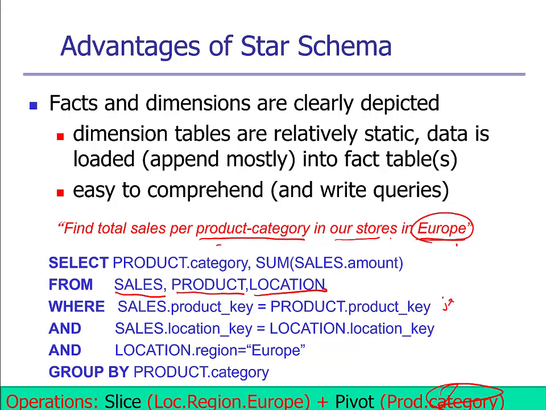Then we do the join. So this line is to do the join, and this line is to do the join, right? And then we do the slice, where we specify the region to be Europe, and we do a group by and select the sum. So this is what we do for a SQL query in order to achieve such kind of data warehouse queries. And as you can see, it is straightforward enough, easy enough for you to figure it out with this star schema.